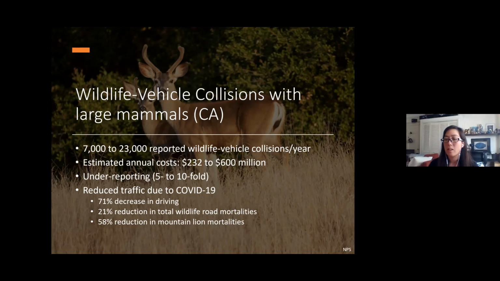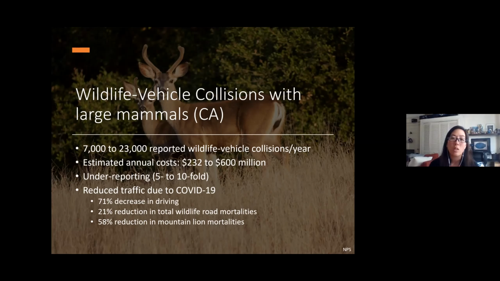And what was interesting is that the study that came out a couple of days ago looked at COVID-19 related traffic, and this is just in California again. What they found was a 71% decrease in driving, measured by vehicle miles traveled, and a 21% reduction in total wildlife road mortalities. Again, that total wildlife is total large wildlife.